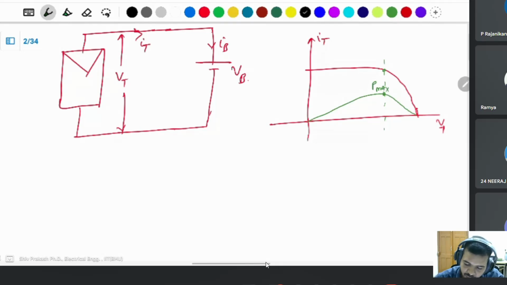It means if your battery voltage is this and current is this, at that time you can get the maximum power from the solar panel. But it is not possible in practical cases for the battery voltage to be the same as the maximum power voltage of the solar panel. That's why there is no surety of operating a battery at maximum power condition.